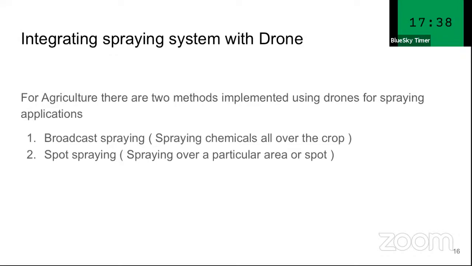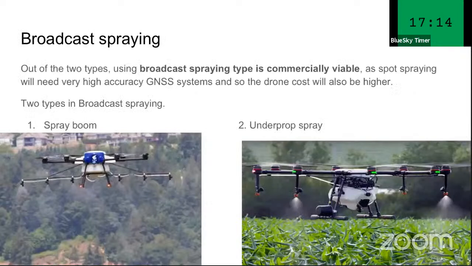For agriculture, there are two methods implemented using drones for spraying applications. One of them is a broadcasting spraying type, where you spray chemicals all over the crop. And then you also have spot spraying, and this is spraying over a particular area or a spot, right? Broadcasting spray is what we typically use out of the two types, because this is commercially viable. Spot spraying is much more precision spraying, and it has to be developed even further in order to be able to make it commercially viable.